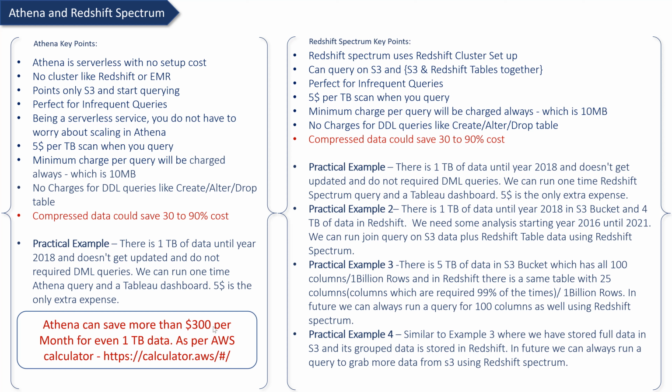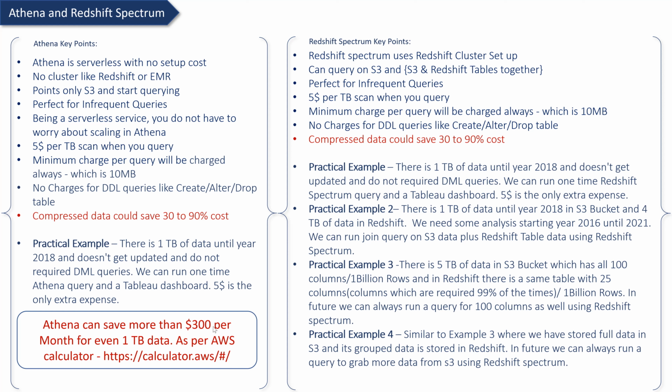In the third example, there are 5 terabytes of data in an S3 bucket, with all 100 columns and 1 billion rows. And in Redshift, there is the same table, but you have fetched just 25 columns out of those 100 because that is your requirement. All 100 columns and 1 billion rows are in the S3 bucket because you do not use all those columns. But for the hot table, you have created another table in Redshift with just the important 25 columns. So you always query on those 25 columns, which is a good thing.